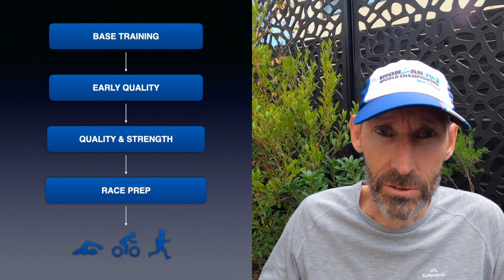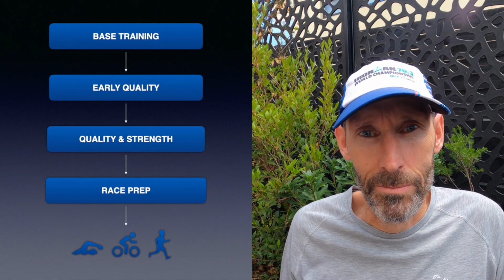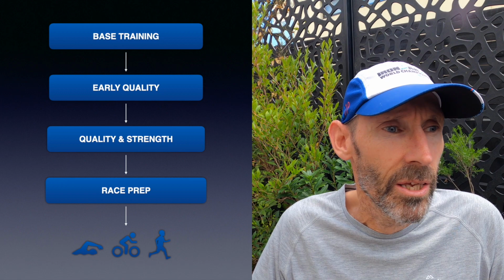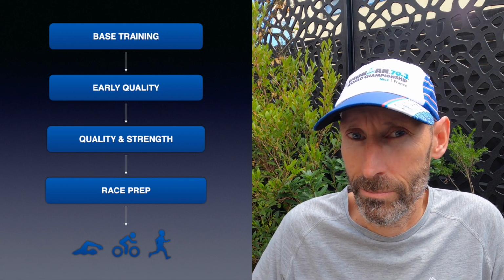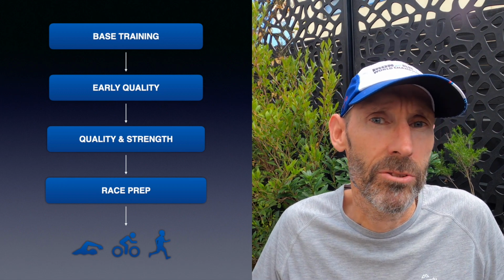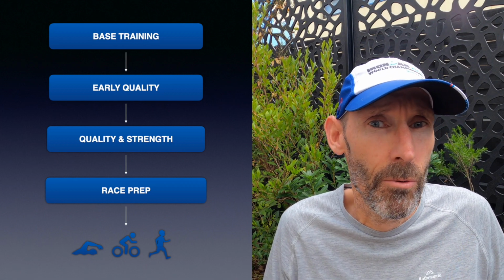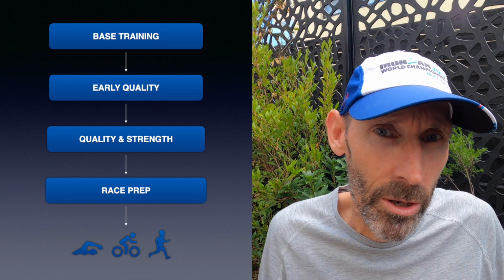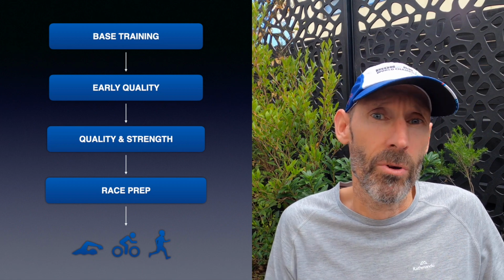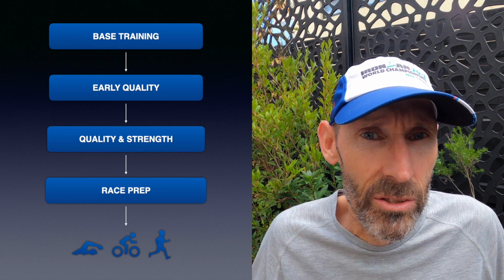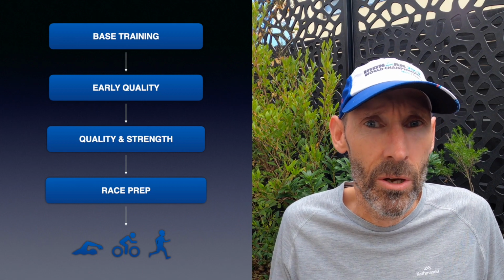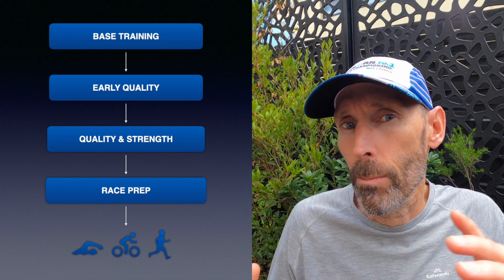I've listed the phases in the diagram on my right. The purpose of each phase is to prepare us for the next one. Race prep is preparing us for the race. Quality and strength is preparing us for the race prep phase. And early quality is preparing us for strength and quality phase. So it makes sense when scheduling sessions we start from the race and work backwards.